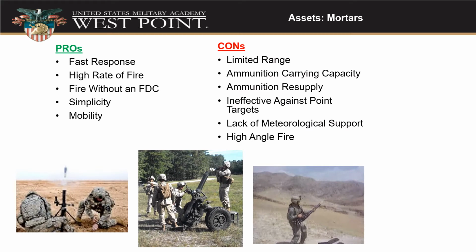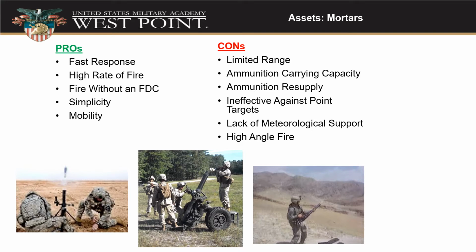Some of the pros: mortars can be really fast response. You can have your mortar team nice and close with you. The fact that it shoots at such a high angle means the round is going to land relatively close to where it was fired from. We have a high rate of fire. You drop that round down the tube, it fires out, and you can immediately drop another one in. In our army we don't have fire direction centers working with the mortar teams, so that simplifies the process.